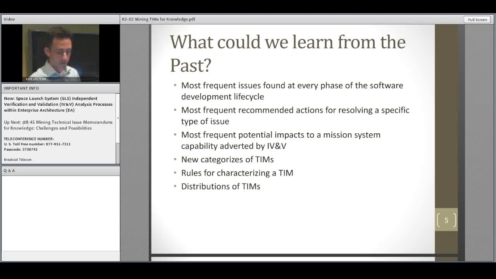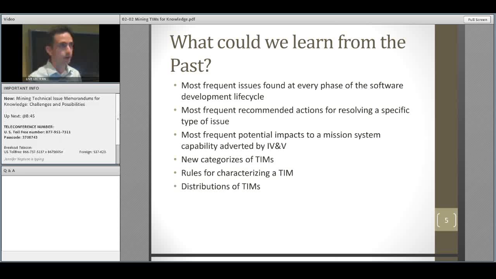Some of the things that I've listed here that we can learn from is what are the most frequent issues found for each phase of the software development lifecycle. With that knowledge, we can determine, all right, what processes do we have in place that are doing well, and maybe what processes do we have in place that should be finding types of issues that we're not currently finding.